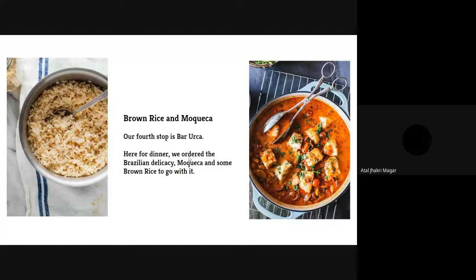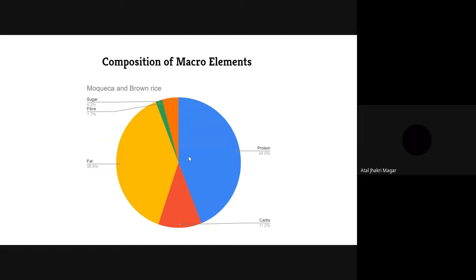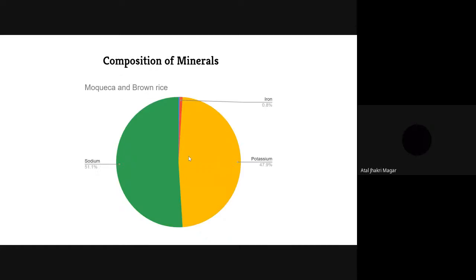Next slide, please. After that, we were curious to know about the macro elements of the dishes. So we created the table. For more clarity, we composed it into a pie chart. It is the composition of macro elements. Next, there is the composition of minerals.